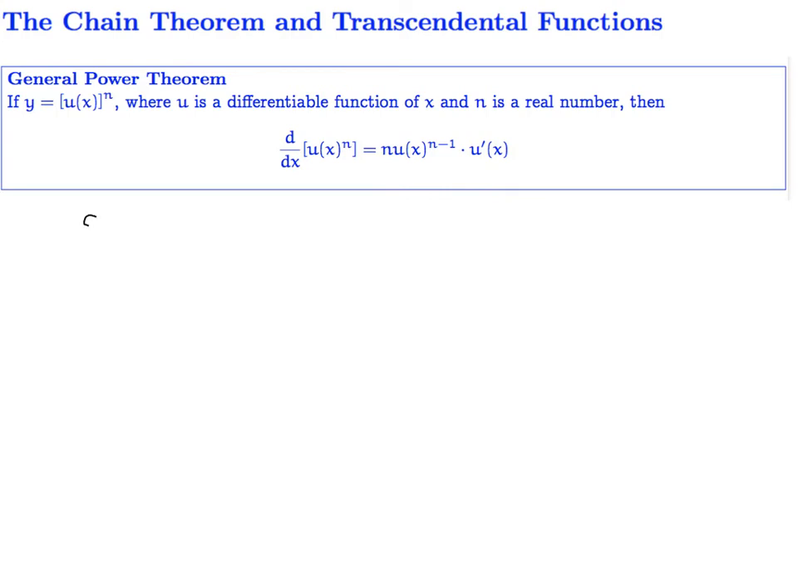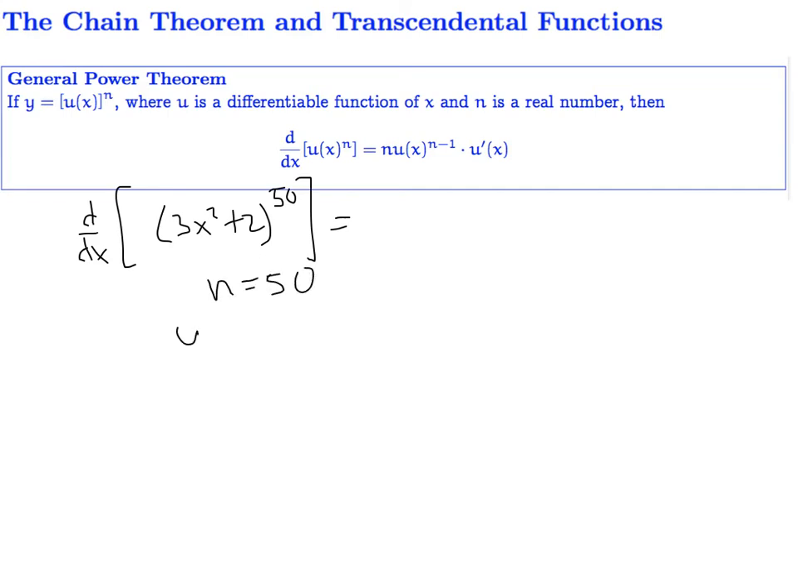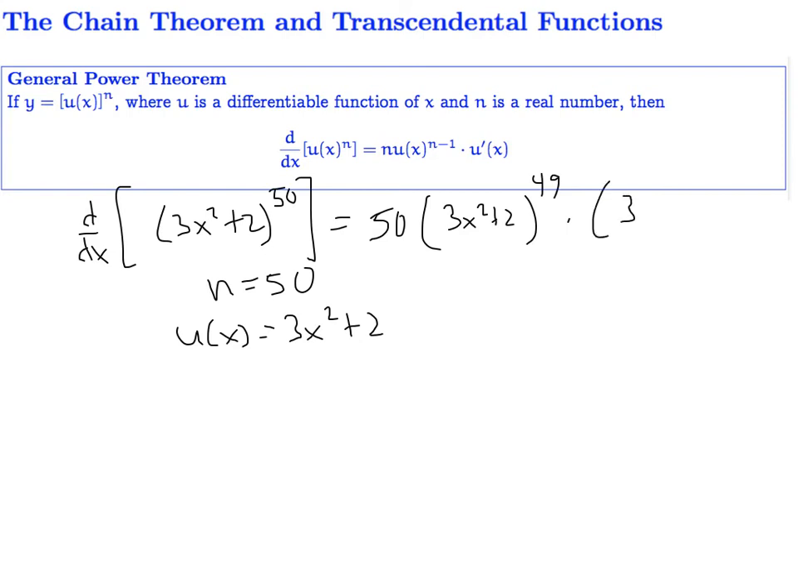So what does this mean? Suppose you wanted to compute the derivative of 3x squared plus 2 raised to the 50th. Well, you don't need to write out all the functions. You recognize that n equals 50, and our inside function is simply 3x squared plus 2. So the derivative will be 50 times, keep that inside function the same, subtract 1 from the exponent, and finally multiply by the derivative of 3x squared plus 2, that is 3 times 2x. So really the general power theorem is something we saw over and over again. It's just a nice thing to keep in your mind.